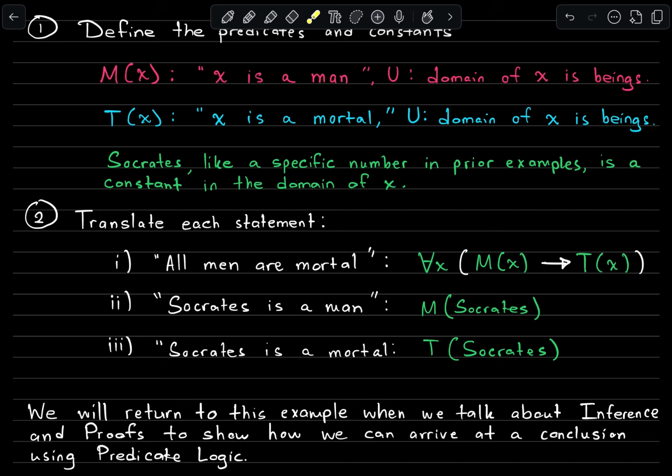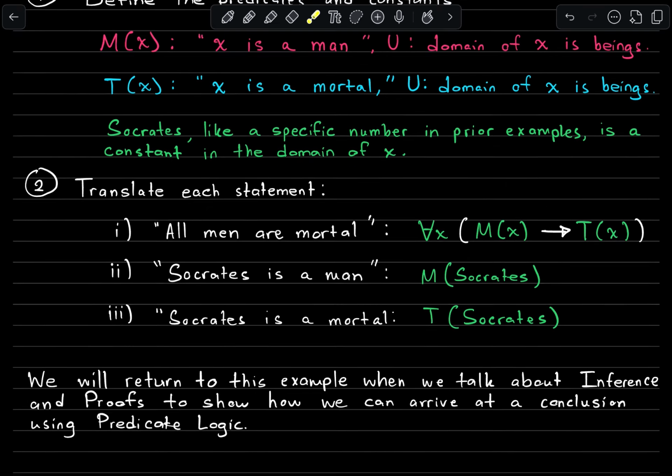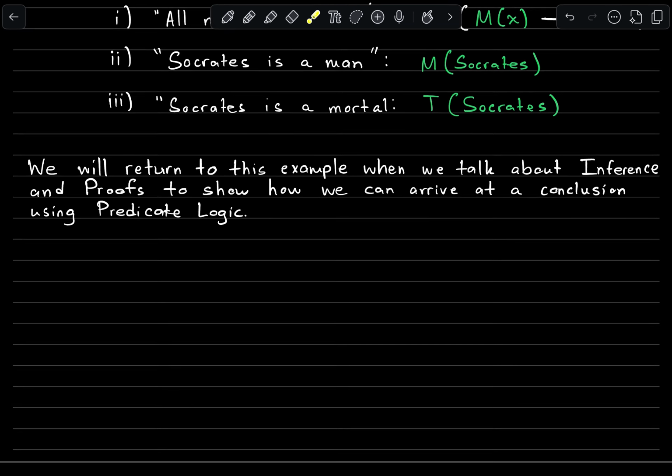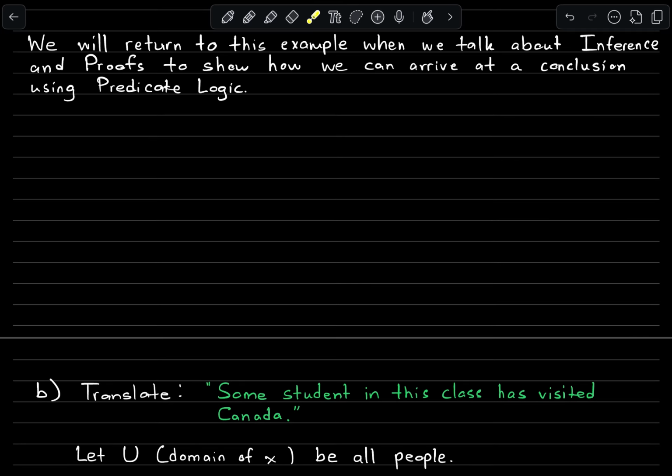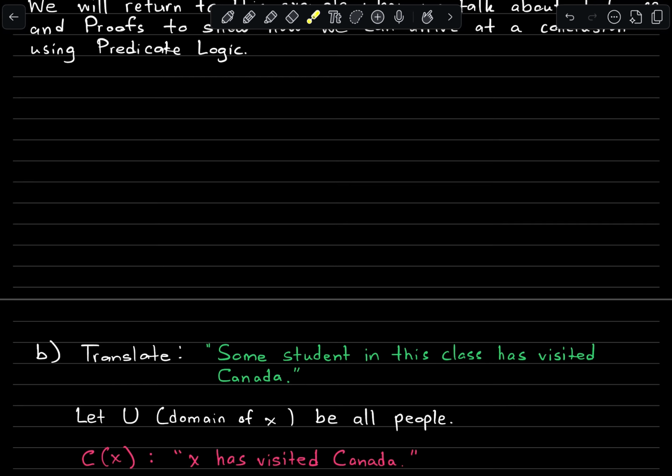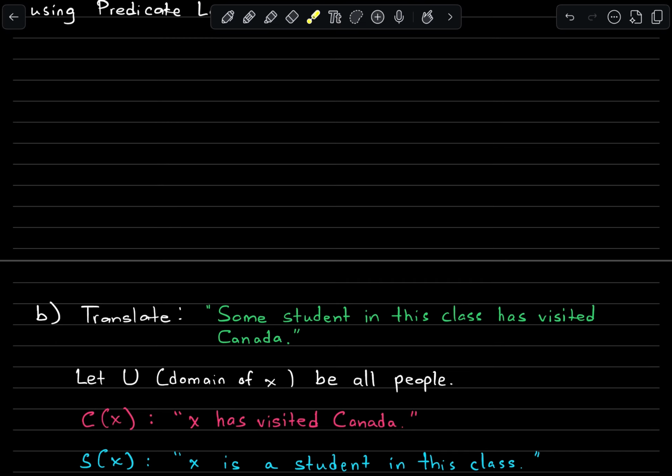All right, let's look at two more examples next for translations. So example B is saying, translate, some student in this class has visited Canada. Okay, so let U, the domain of X, be all people. We'll use C of X as a propositional function for X has visited Canada. And we'll use S of X to mean X is a student in this class.